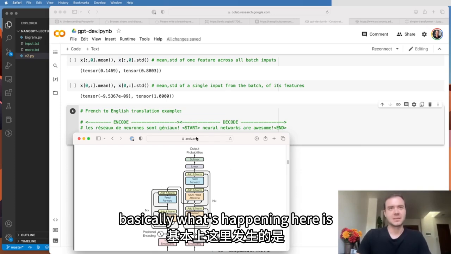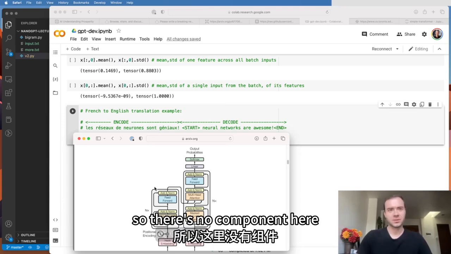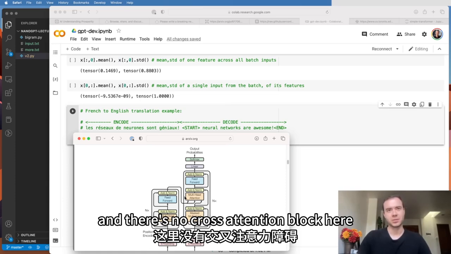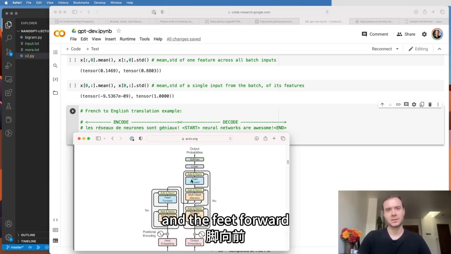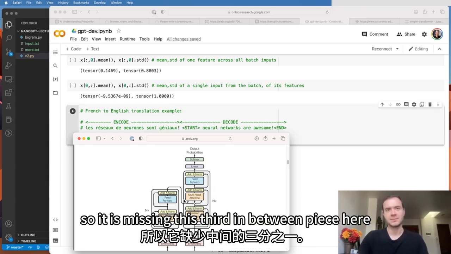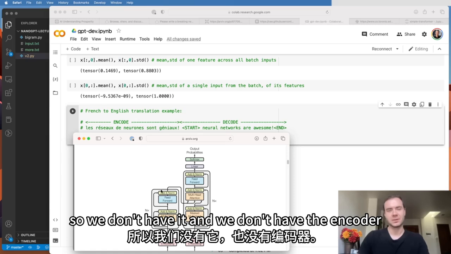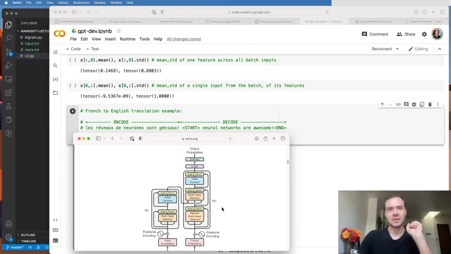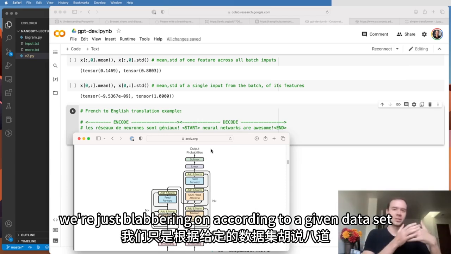Basically, what we implemented here is a decoder-only transformer. So there's no encoder component here, and there's no cross-attention block here. Our block only has a self-attention and the feed-forward. So it is missing this third in-between piece, which does cross-attention. We just have the decoder, and the reason is that we are just generating text, unconditioned on anything.